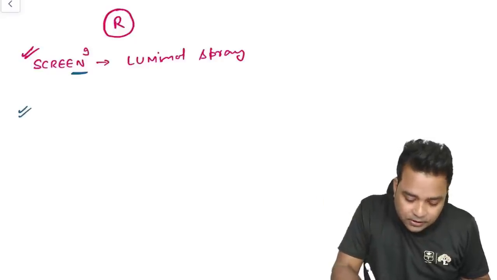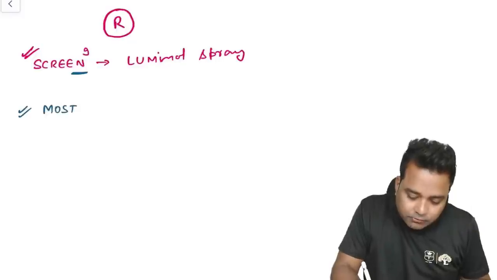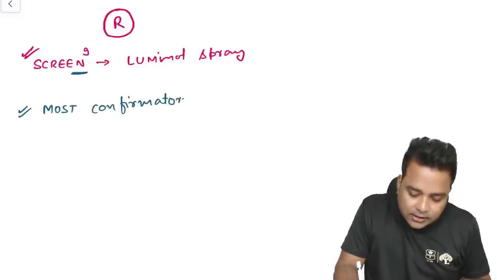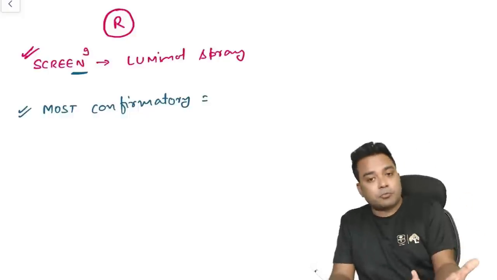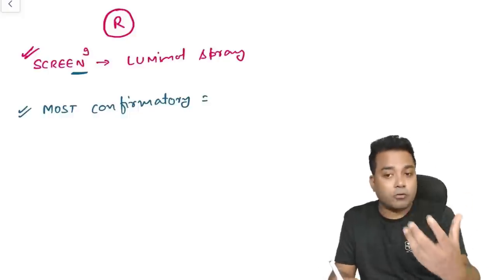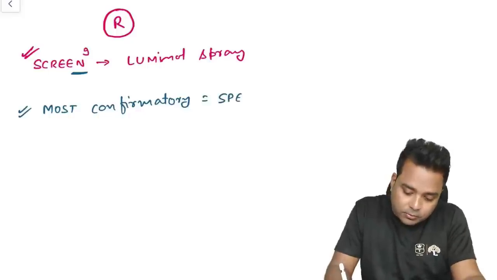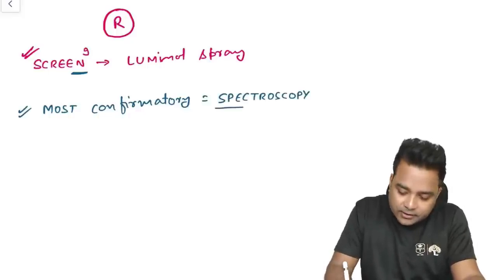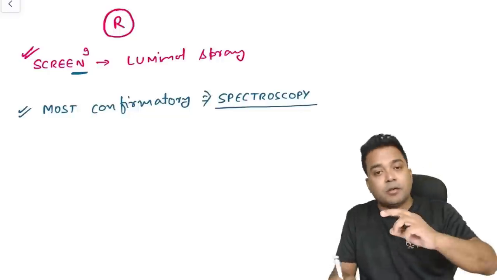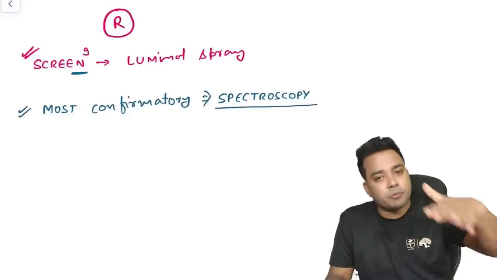Thereafter, the policeman will ask you, sir, what is the most confirmatory test to tell that the sample is blood and nothing else? So now I will tell the policeman that yes, I will apply a test called spectroscopy, because this test will detect hemoglobin pigment in the sample, whatever may be the pigmentary form of hemoglobin.